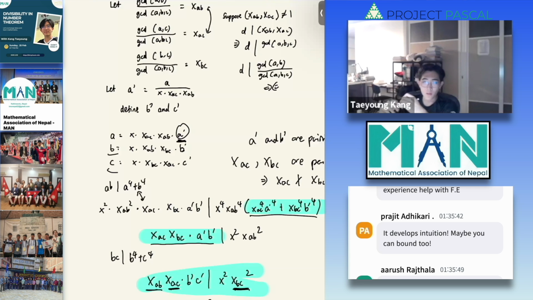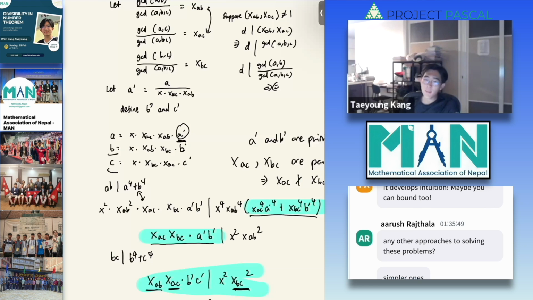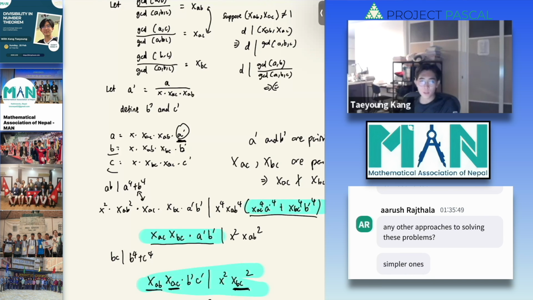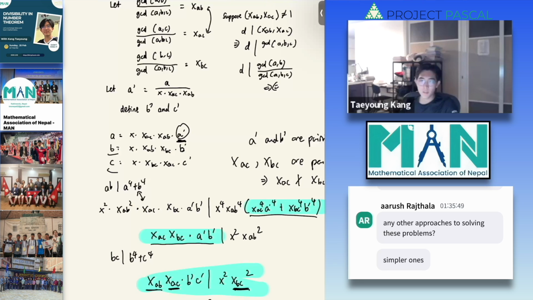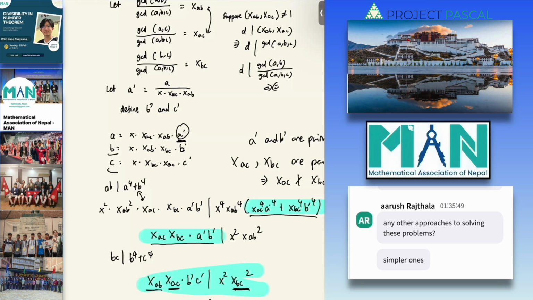Any other approaches to solving these problems? Definitely. There's always more than one solution to Olympiad problems. I'm sure that you can find other solutions, and if you come up with your own and you think it's right and want someone to check it, you can just ping me in the general chat and I'll read it for you. And to anyone asking for the simple solutions, try going over these problems once again. See if you can recall anything from the video and try solving them yourself. I think that develops intuition too.